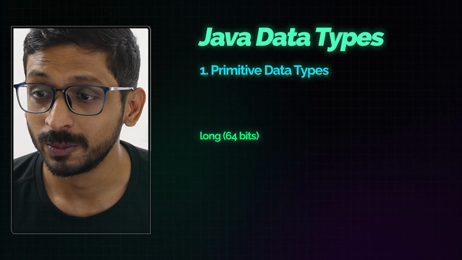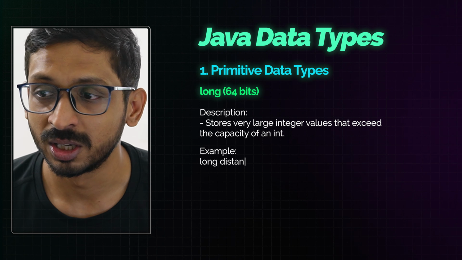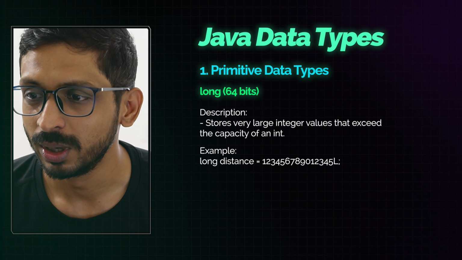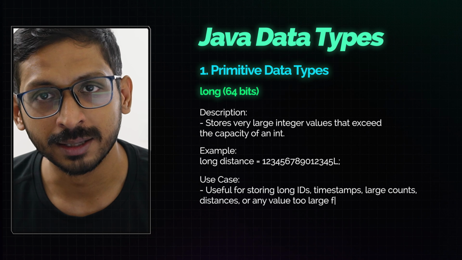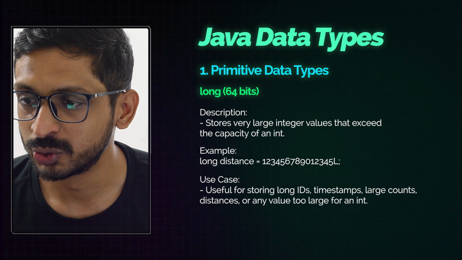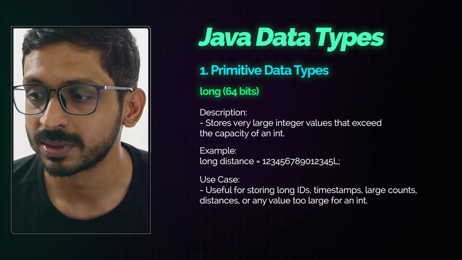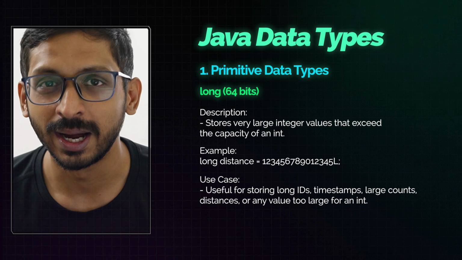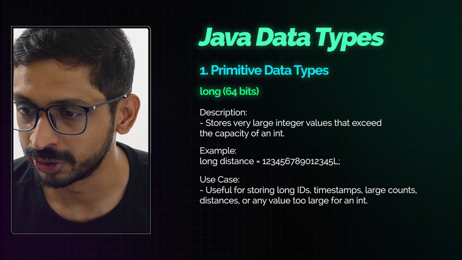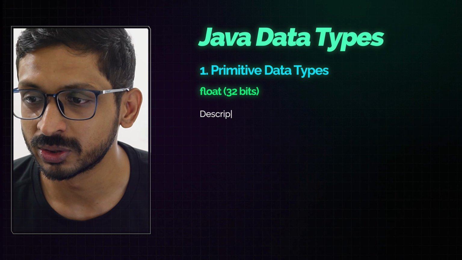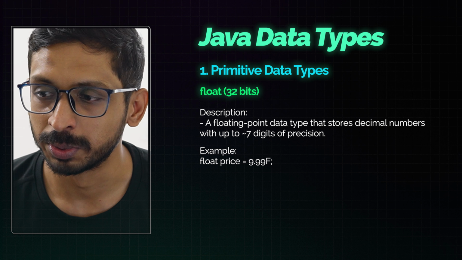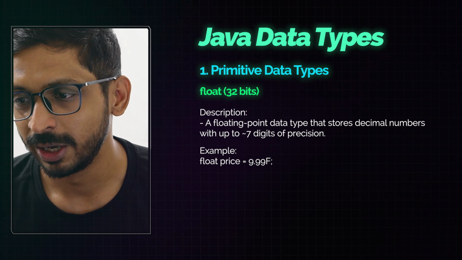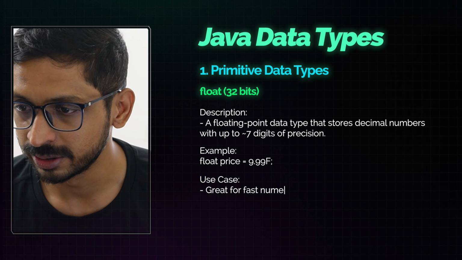Then comes long, which takes up memory of 64 bits. If you need to store numbers that are larger than int, then you can use long. You just need to add the character L at the end of the number to indicate that this is a long number. It's ideal for large values like distances, timestamps, bank account numbers, or unique IDs which your code is going to generate. Then comes float. This holds 32 bits and it is used for decimal numbers with up to 7 digits of precision. You need to add a character F at the end of the value to indicate that it is a float value.